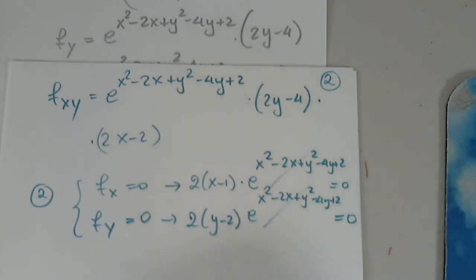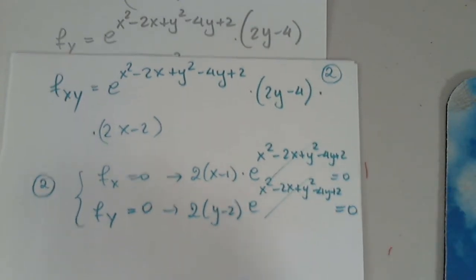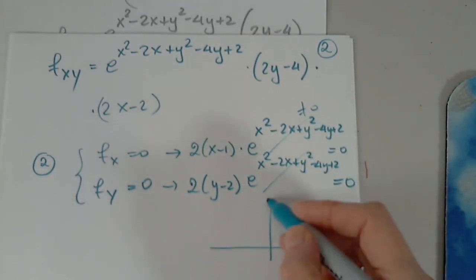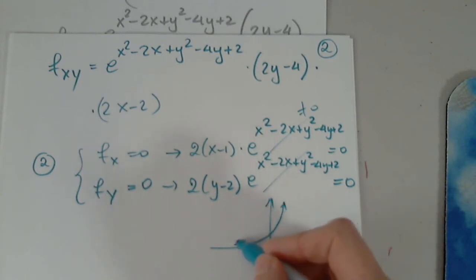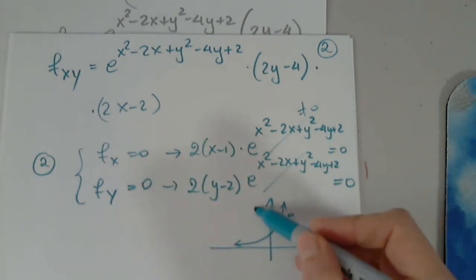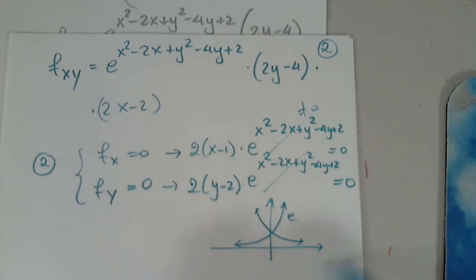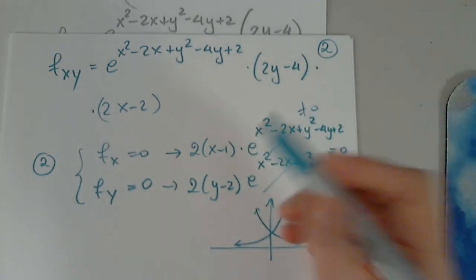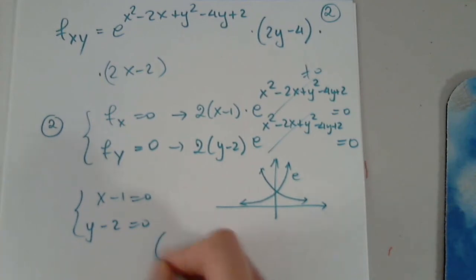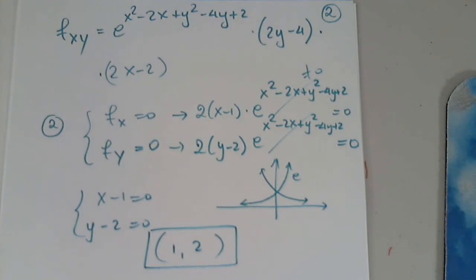E to whatever can never be 0. You can simplify by dividing both sides by it. It will never be 0, no matter what power. Remember the graph of e to the x is this. E to anything, if the power is positive it is this, and if the power is negative it is this, but still will never be 0. So you can divide by it. So then the system reduces to x minus 1 equals 0 and y minus 2 equals 0. So the only ordered pair that we are talking about is 1, 2. So our analysis is on this point and nothing else.